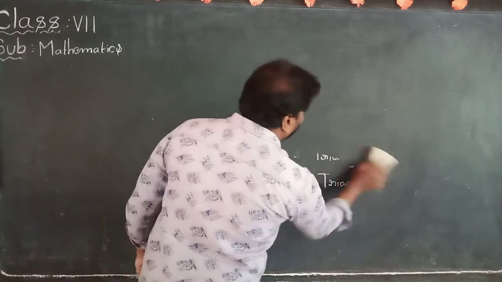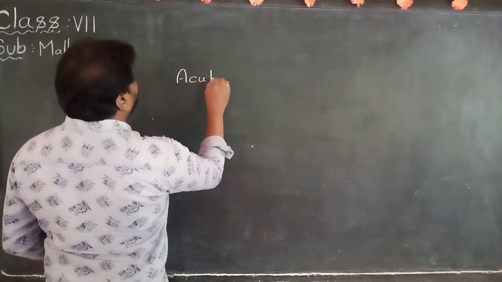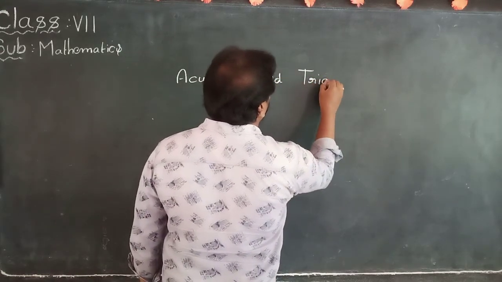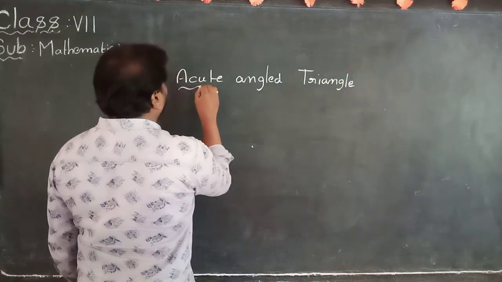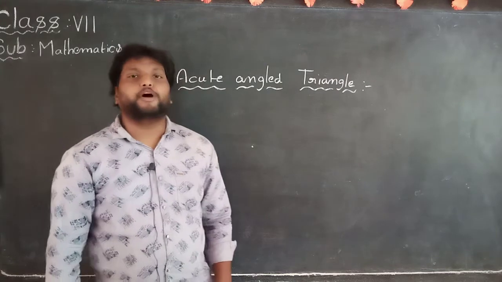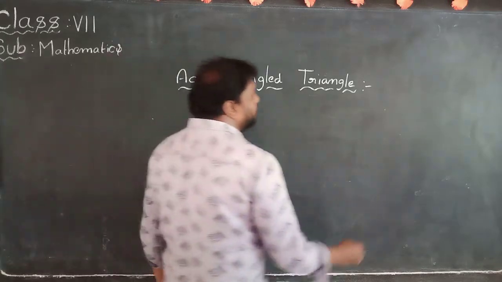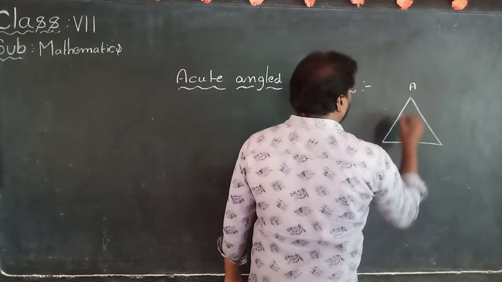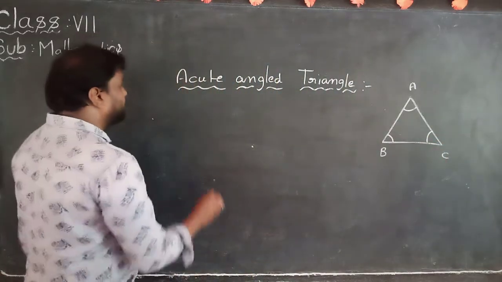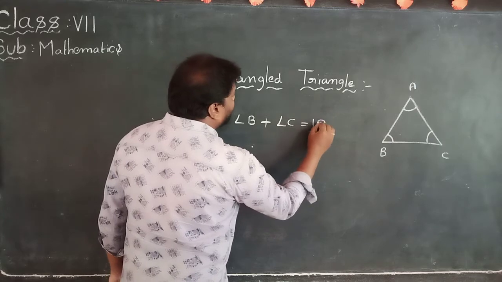We'll discuss them one by one. First one is the acute angle triangle. Before that, one property: the sum of the angles in a triangle is 180. For example, triangle A, B, C. Now we are discussing angles. Angle A plus angle B plus angle C is equal to 180 degrees.